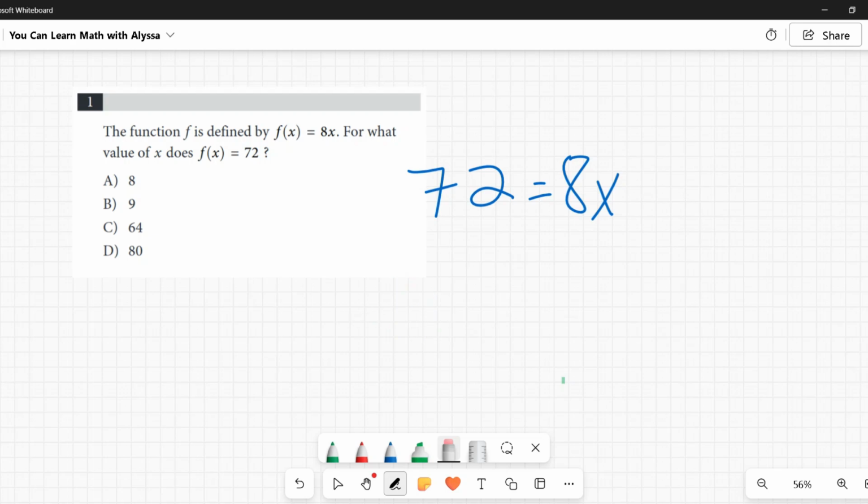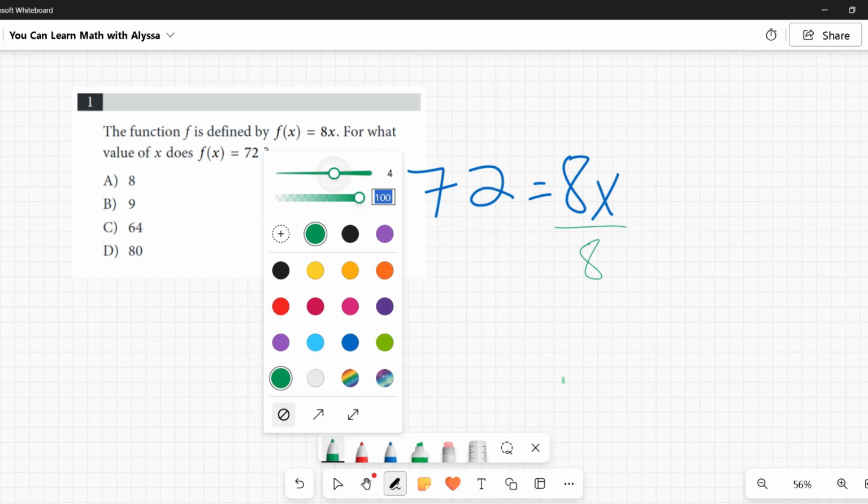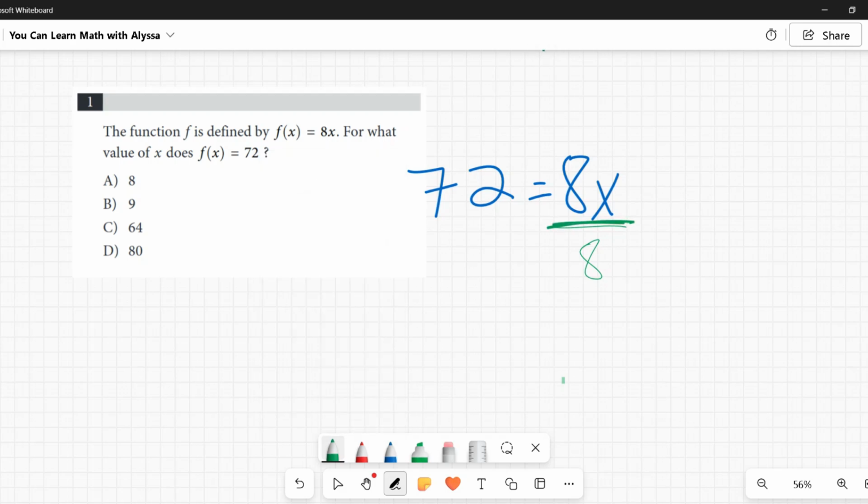Now it's just a simple matter of solving for x. When we solve an equation for x, we want to undo what's been done to x. Here, x has been multiplied by 8. The opposite of multiplication is division. So I'm going to divide by 8. And because this is an equation, I have to keep things equal. I have to do it to both sides.